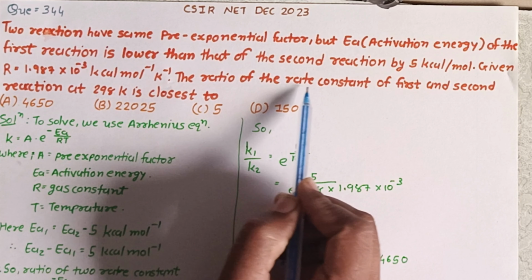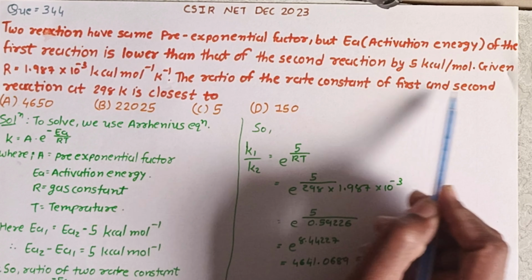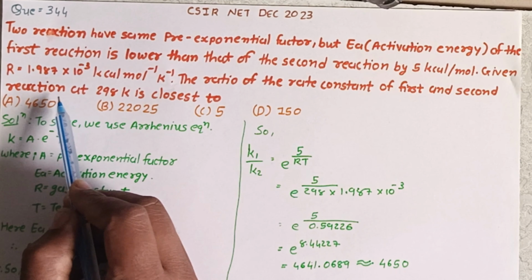The ratio of the rate constants of the first and second reaction at 298 Kelvin is closest to: A) 4650, B) 22025, C) 5, and D) 150.